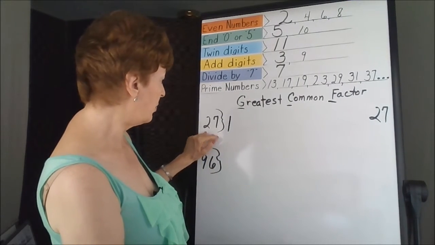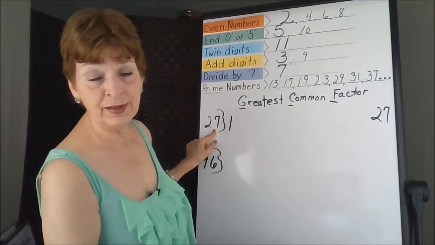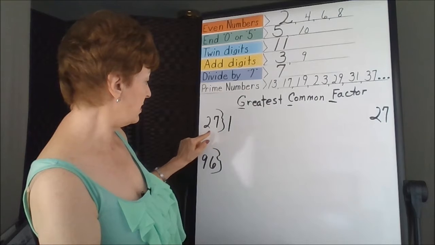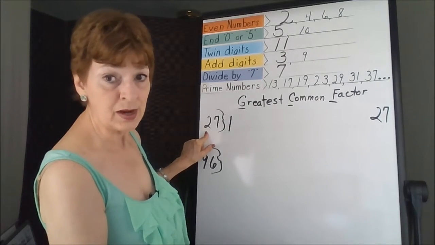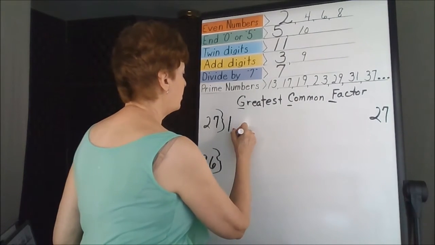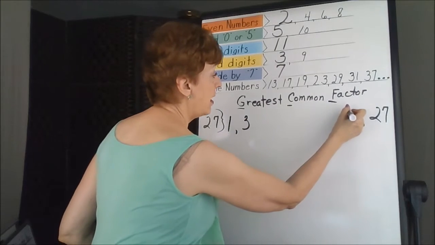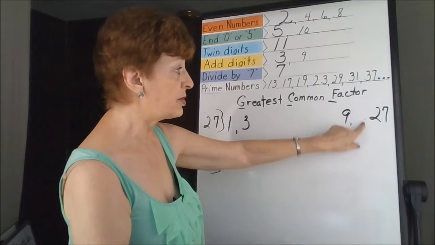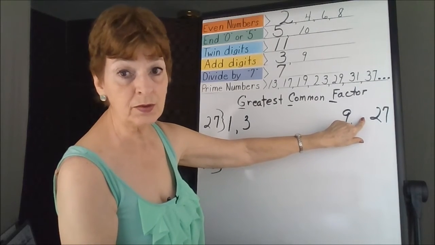2 doesn't work. Will 3? Well, not only can I think of 3 times 9 as a factor, if I added the digits, 2 plus 7, I would get 9. So I know 3 does work. So 3 is a factor, 3 times 9. I now have eliminated all the numbers in between 9 and 27. I don't have to try those.